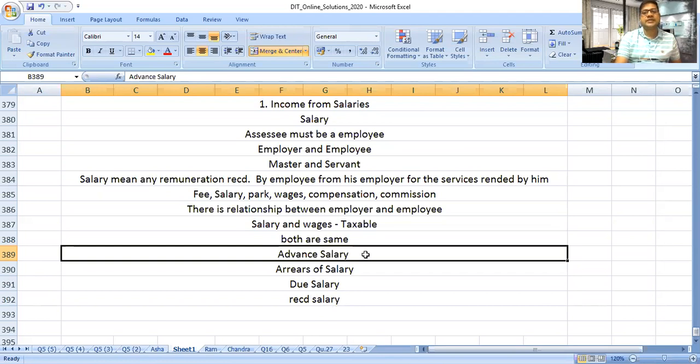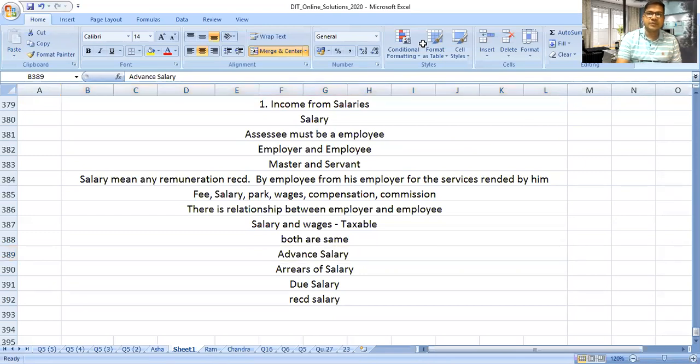First of all, advance salary. Are there any answers? Whether advance salary is taxable or not? Yes, who can give the answer? Is advance salary taxable or not?